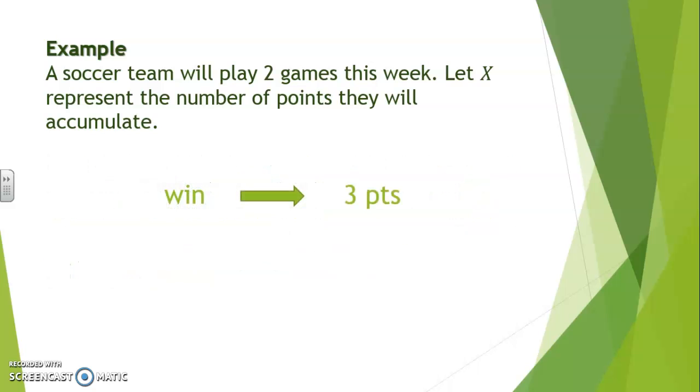For those who aren't familiar with soccer, a win will result in the team being attributed 3 points. A draw, so a tie, leads to 1 point, and a loss leads to no points at all. So as you can see, the outcome of the random experiment could be a win, a draw, a loss, and it is converted into a numerical value, in this case, points.